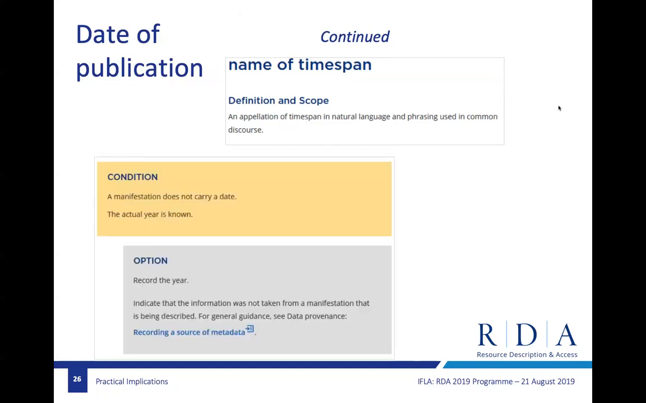I have one other problem, though. My manifestation only had a copyright date and no publication date. In this case, I'm using my cataloger's judgment to assume that the copyright date is the actual year of publication. Your cataloger's judgment may vary. This is my cataloger's judgment. So if I believe that is the condition, then my option is to record the year and also to indicate that the information was not taken from a manifestation that's being described. That I'm doing based on either my application profile, my policy statements, or something else, that my way of doing that is to put it in square brackets.